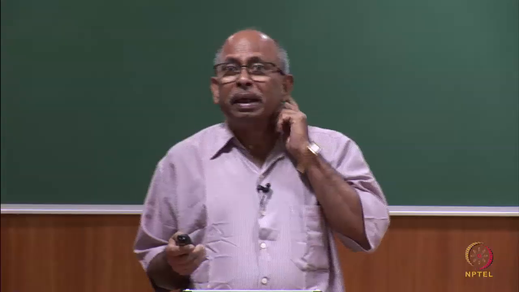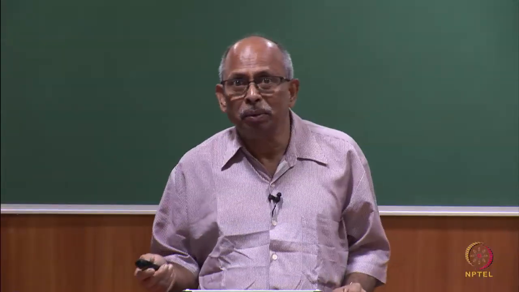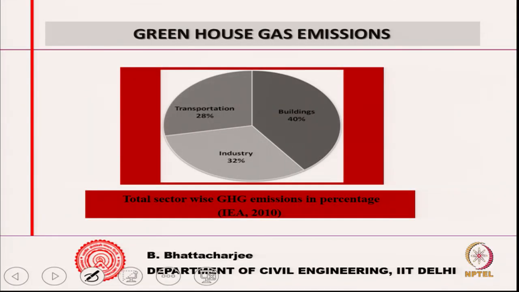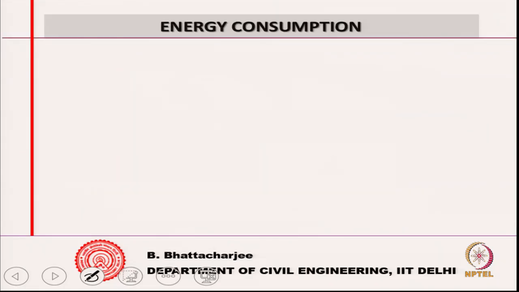So, let us look at greenhouse gas emission, recollect some of them. We have seen that if you look at this one, basically transportation sector around 28%, buildings around 40% and industry around 32%. So, building sector is one of the major sources for emission of greenhouse gases.